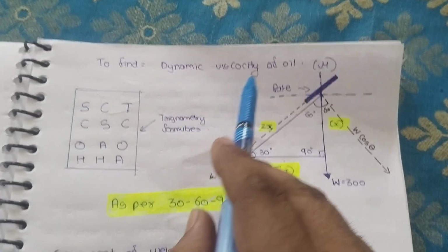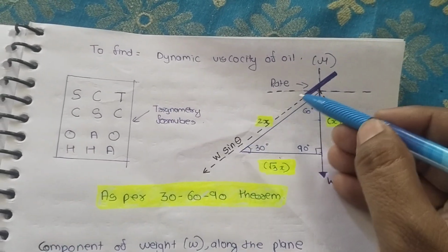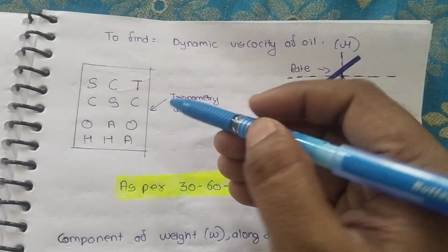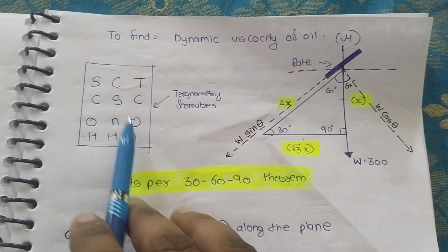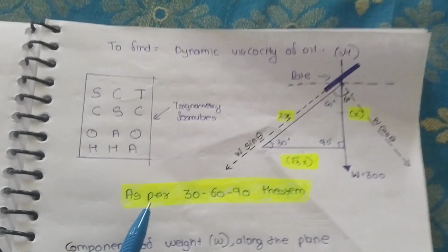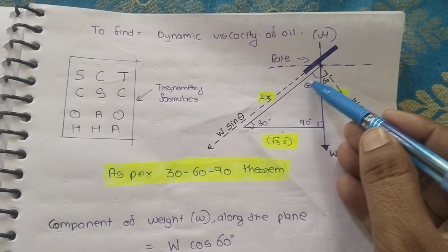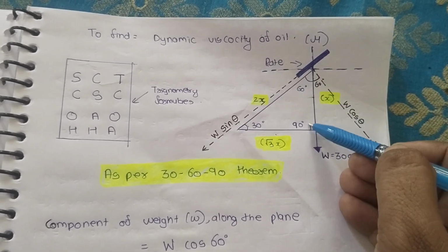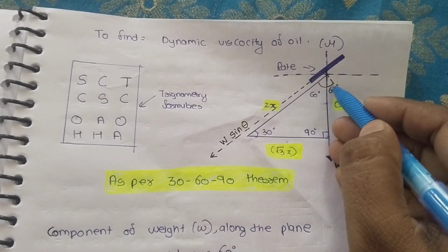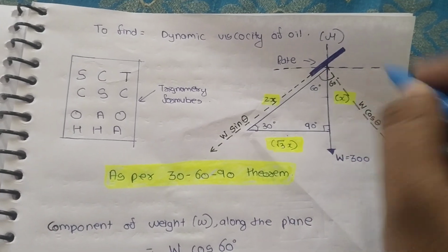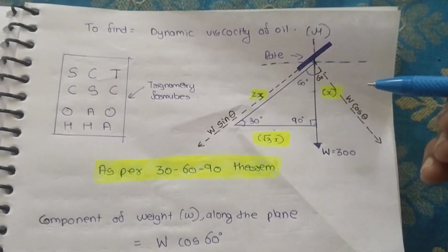So we have to find the dynamic viscosity of oil, mu. We have drawn the diagram. In the diagram these are trigonometric formulas, for the sake of understanding purpose only, we do not have to write them. The 30 60 90 theorem is also given. A 30 degree angle of inclination is there, so the opposite angle here will be 60 degree, and the other 90. The opposite angle will also be the same. So we have drawn this diagram.